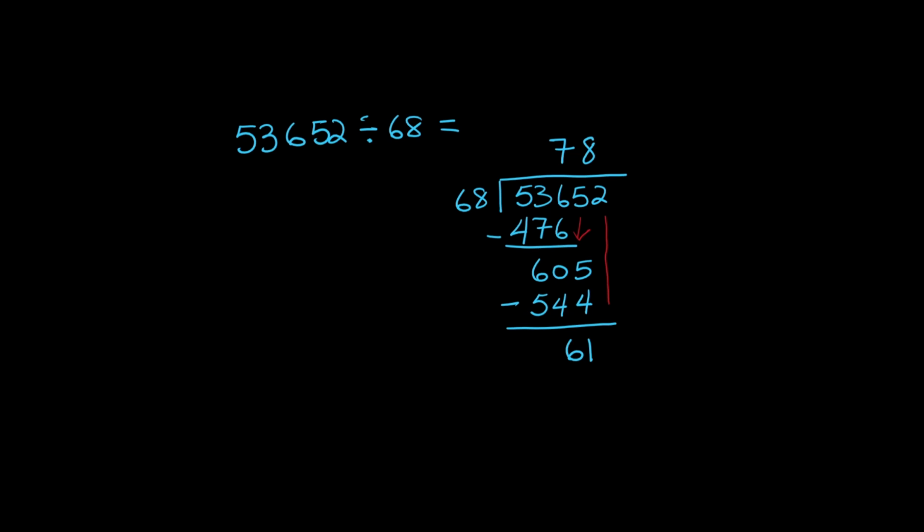And so our new number to be divided will be 612. Now, how many times can 612 be divided by 68? And that will be 9 times. 9 times 68, 612. And our final remainder will be 0, and so our answer will be 789.